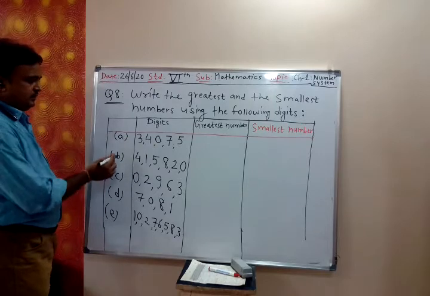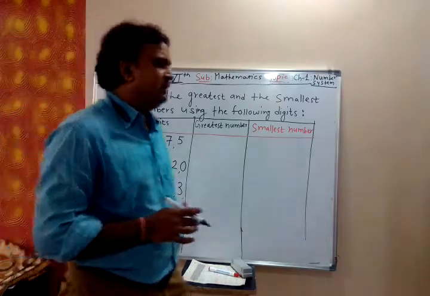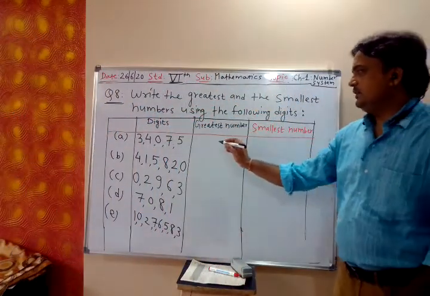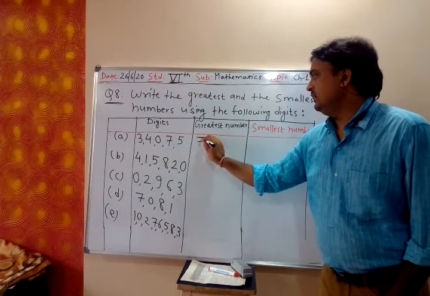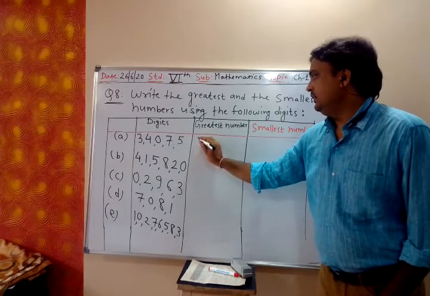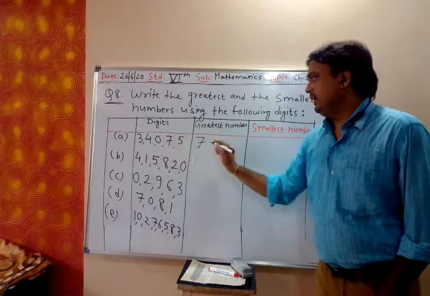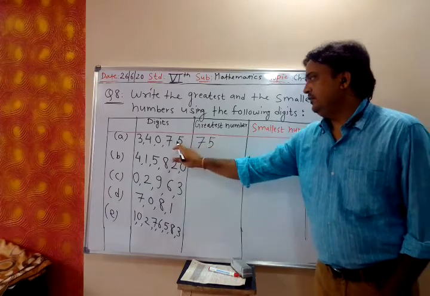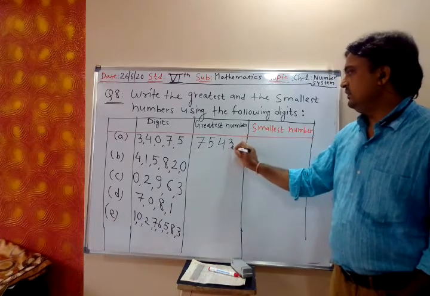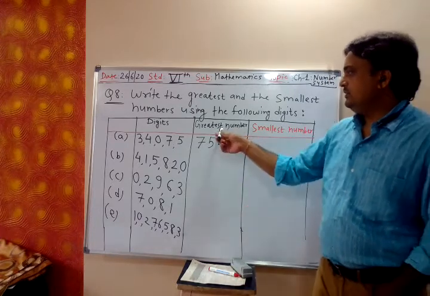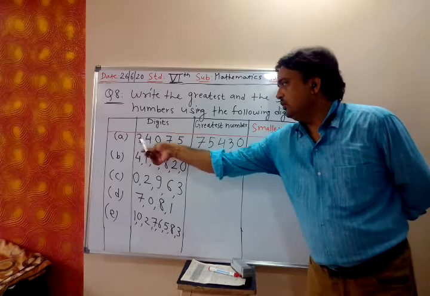First, A part: 3, 4, 0, 7, 5. These are the digits. For the greatest number, we start with the greatest digit, 7. Then after 7, 5. After 5, 4. After 4, 3. Then 0. So for the greatest number, start with the greatest digit, then the second greatest: 7, 5, 4, 3, 0.